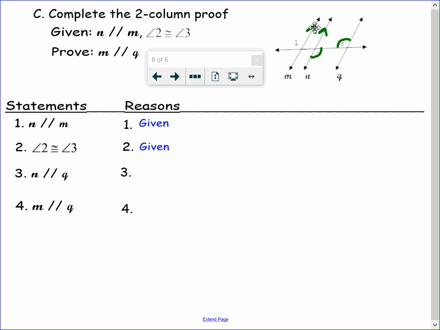Okay, so then we think about Tuesday's lesson. If 2 angles are congruent, what do you know about some lines? Well, those lines would probably be parallel. So let's look to see if that's really the case. So angles 2 and 3 are on lines N and Q. So this is where your if-then is going to occur.